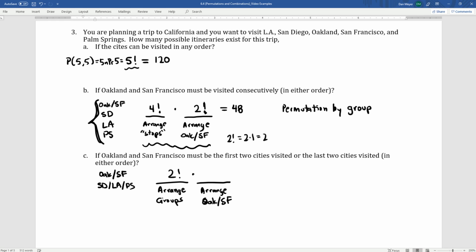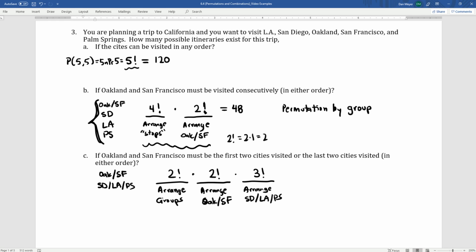Well, there's two things in that group, so there's two factorial ways to arrange that group. And then in a third step, we'll arrange the San Diego, Los Angeles, Palm Springs group. There's three cities there, so there's three factorial ways to arrange that group.